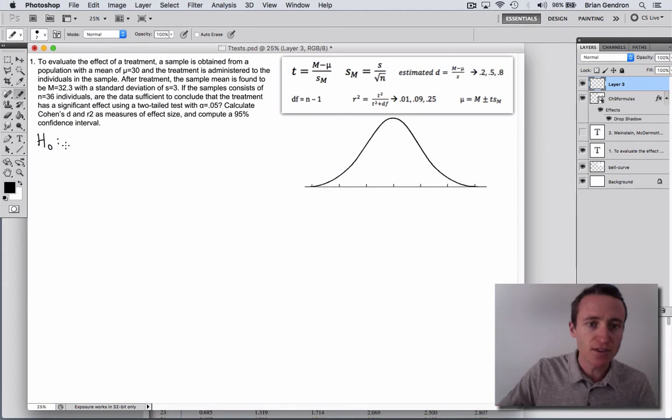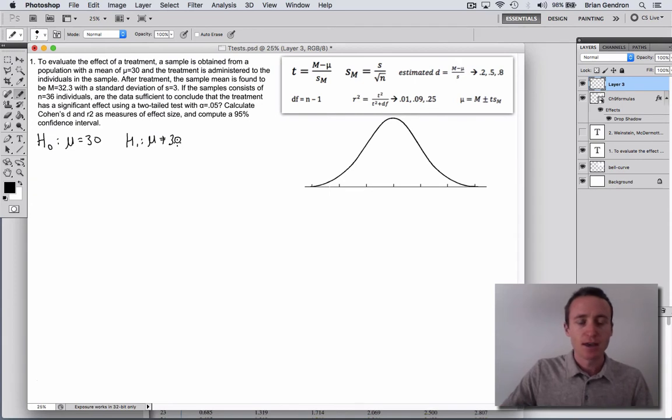The null hypothesis, as always, is the boring one. It says nothing's going to change. People on average have a score of 30. If you give a bunch of people a treatment, nothing's going to happen. It's still going to be an average of 30. On the other hand, the alternative is the one that says, no, the treatment is going to be effective. Something's going to happen. So on average, the mean will not be 30.